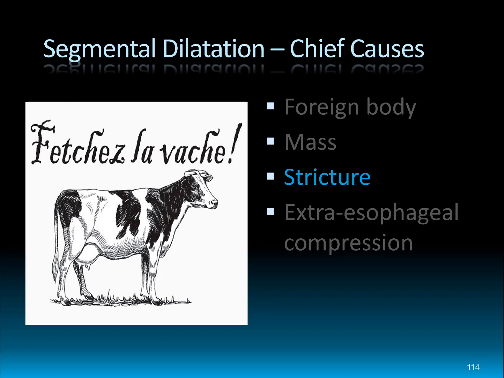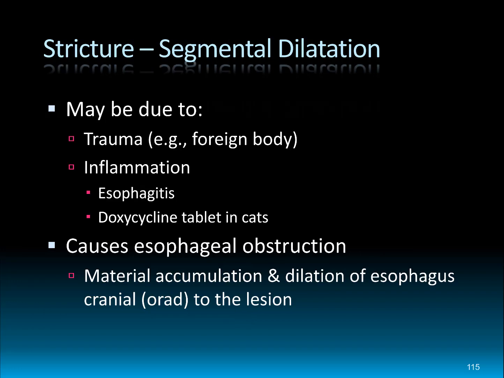Stricture can be secondary to a number of things, often secondary to foreign bodies or other trauma, and will cause a degree of obstruction of the esophagus and thus segmental dilatation of the esophagus. So again, trauma is the most common. Other causes of inflammation can do this. So a patient who's had esophagitis, maybe from gastroesophageal reflux, doxycycline can cause this in cats.